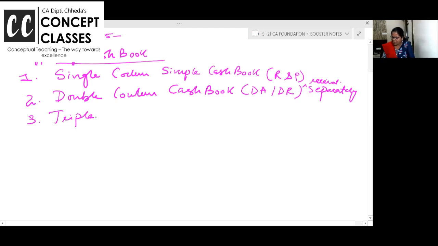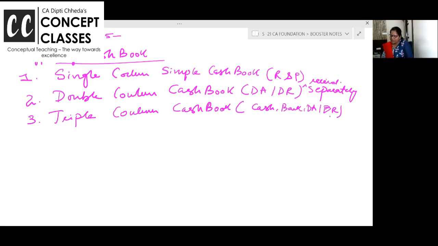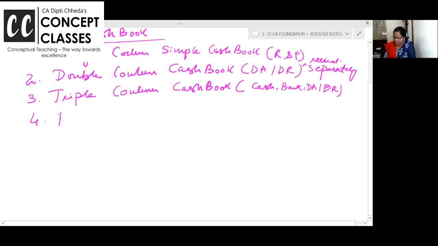Then most popular for the exam is triple column cash book. Though it is called cash book, it has 3 columns: for cash, for bank, for discount allowed or discount received. So these are the 3 column cash books we are going to do. Now in triple column cash book, cash and bank account will have opening balance. Okay. I'll give you some other notes also for this. And the last type I'm going to teach you is petty cash book.